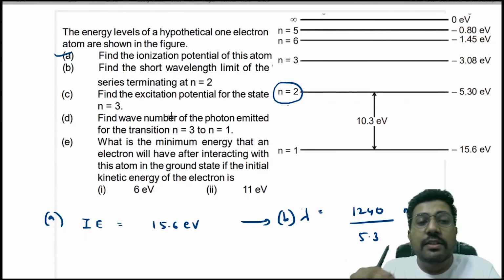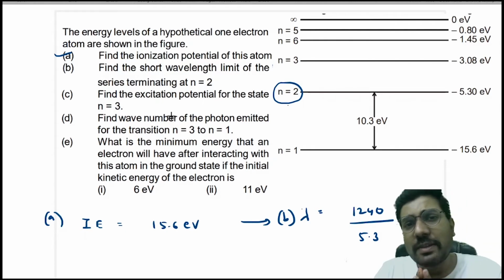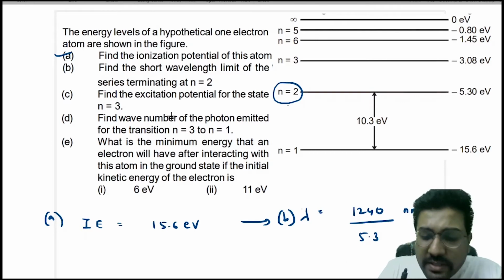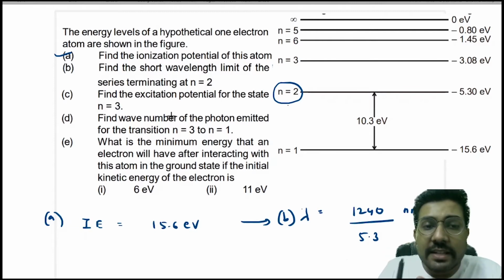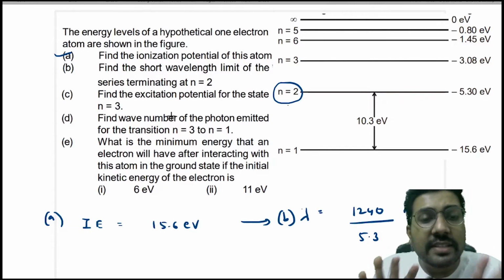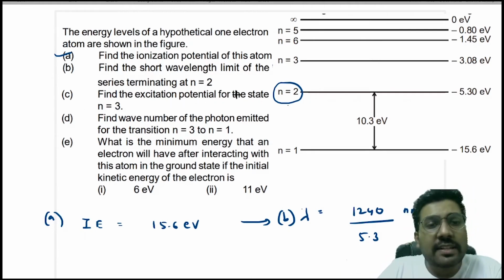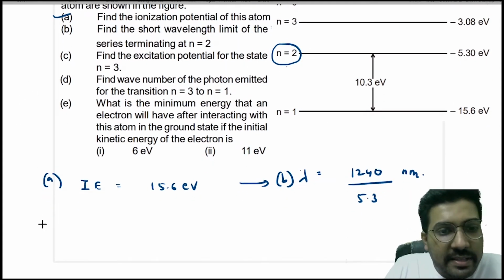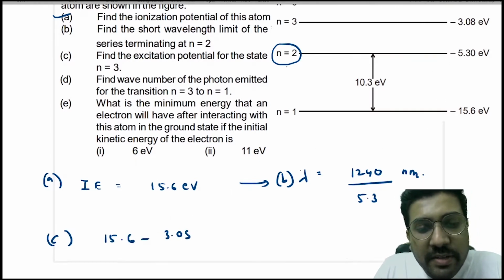Then the third question is find the excitation potential for the state n equal to 3. The excitation always starts from n equal to 1. Now if the excitation always starts from n equal to 1, that means the first excitation potential will be 1 to 2, the second will be 1 to 3, the third excitation potential will be 1 to 4, but they have not asked the third excitation potential. Actually here they are saying the excitation potential for the state n equal to 3, that means the second excitation potential. So the second excitation potential means 1 to 3. Now from 1 to 3, you can see that the energy required is 15.6 minus 3.08. I'm not calculating it, you can do it yourself.